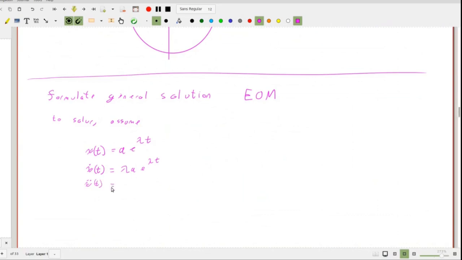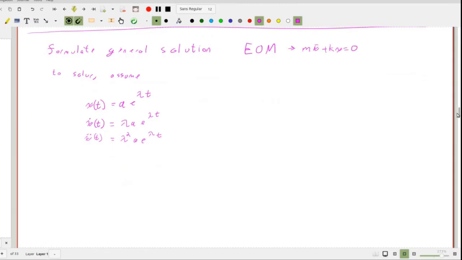is going to be pretty simple. Just going to pull down our lambda again, and we're going to have λ² A e^(λt). Okay, pretty simple. So we have an equation of motion. What's our equation of motion? We don't have any damping, so it's just m x double dot plus kx equals 0. So let's go ahead and put our solutions here into our equation of motion, and just kind of see where that gets us.